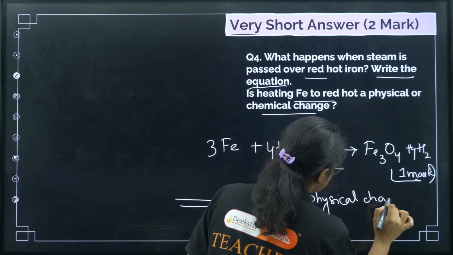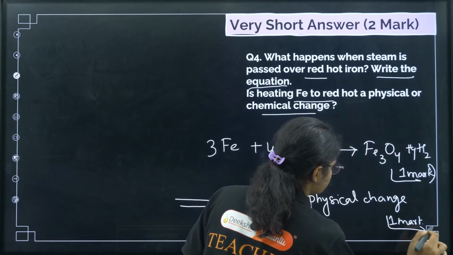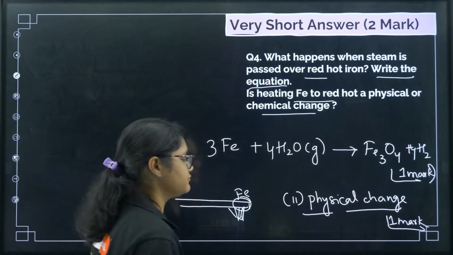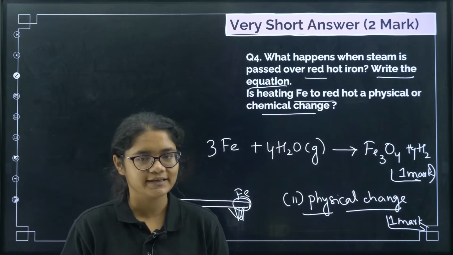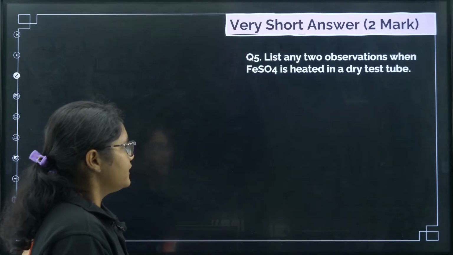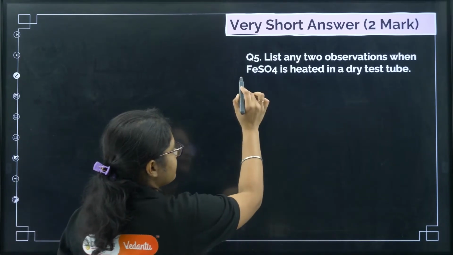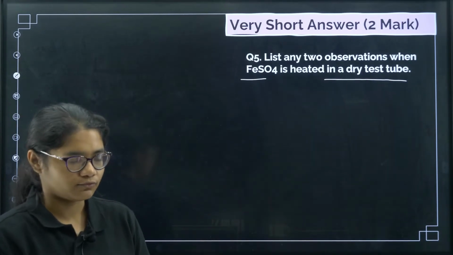Okay, so students, it is very easy to score in science if you know how to write the answer. Just mention that it is a physical change, then you will get 2 marks in this question very easily, right? Okay, now let us move to the next question. List any 2 observations when FeSO4 is heated in a dry test tube. So when you heat FeSO4, what happens?